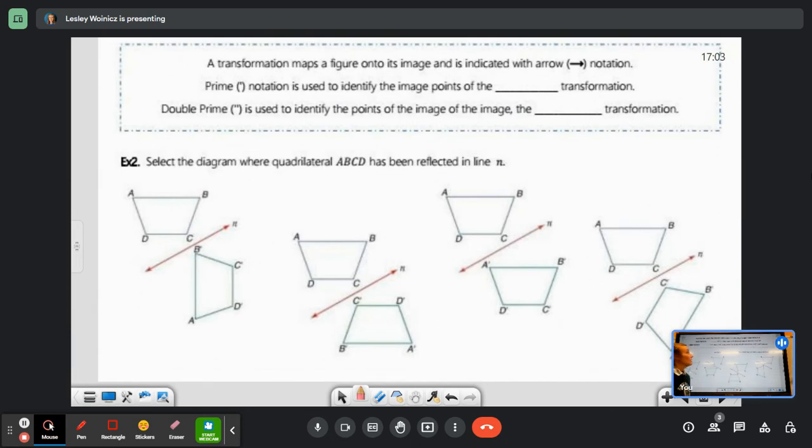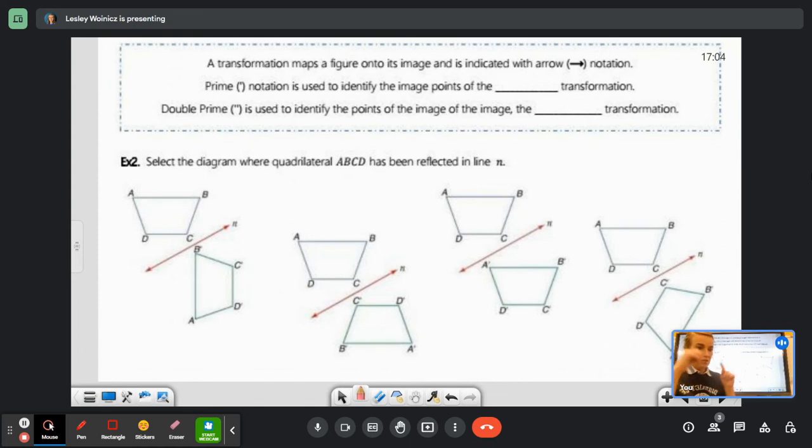A transformation maps a figure onto its image. When it says maps onto, that means that it coincides with the image, and then it's indicated with an arrow notation. So whenever we see that arrow, that means a transformation happened. It's like an event, okay? So an isometry gets an arrow. Dilation gets an arrow.